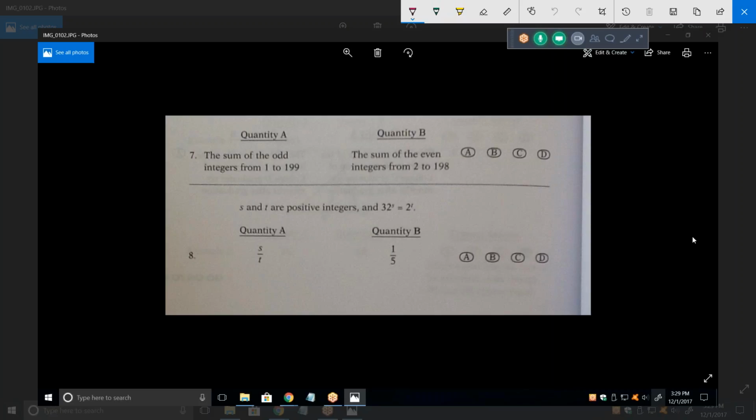We don't have to use the numbers 1 to 199. I don't have to add up all those odd numbers. I can use the numbers 1, 3, and 5. Now, what equivalent numbers would be B? 2, 4, and 6. Actually, just 2 and 4. Notice that 198 has to be less than 199. That means this last number has to be less than 5.